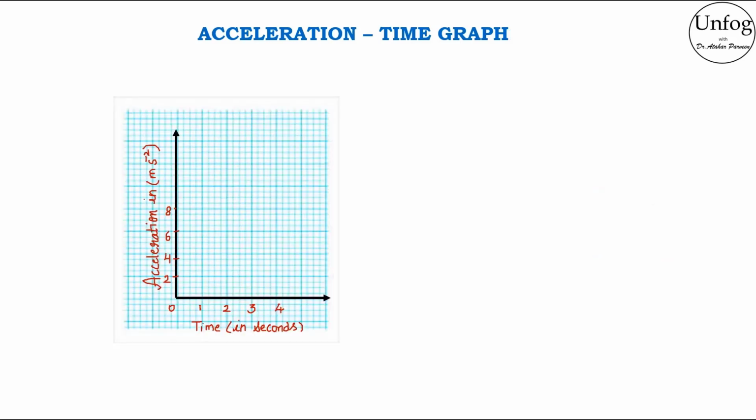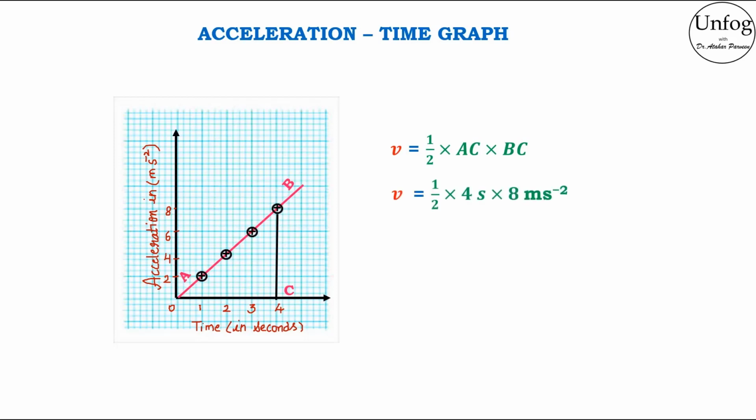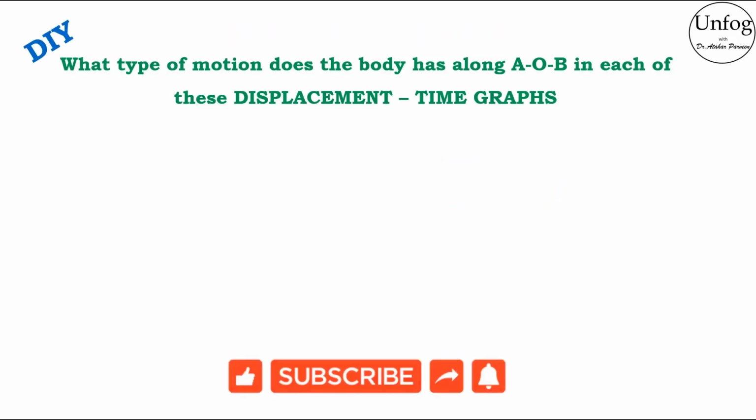If the acceleration time graph is moving away from the time as well as the acceleration axis, then the body is moving with variable velocity and variable acceleration. Here, the area of the graph is the area of a triangle which gives velocity of the body. Therefore, velocity is equal to half into AC into BC, which is equal to half into 4 seconds into 8 meters per second square, and the velocity in this graph is equal to 16 meters per second.